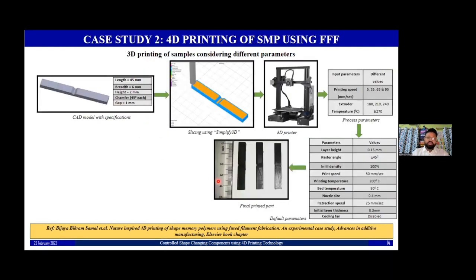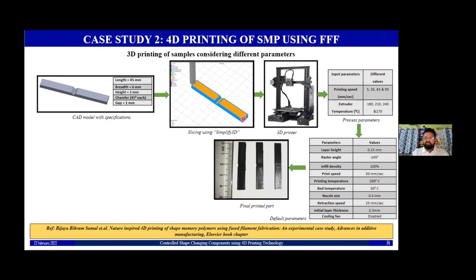So this is the complete process of the second case study, that is the 4D printing of shape memory polymer using FDM. Here we have to start with, again, the CAD model with some design specification as per the 4D printed part. Here also we have kept some chamfer and gap, so that we want our part to be perfectly 90° after the actuation. Once that is done, we have to slice it using the Simplify3D software.